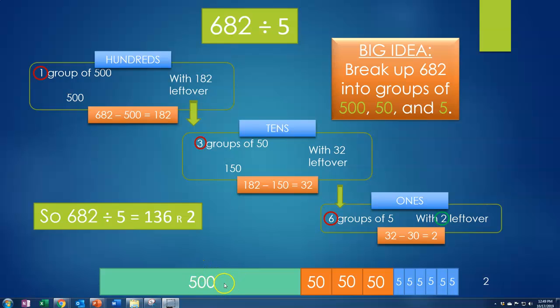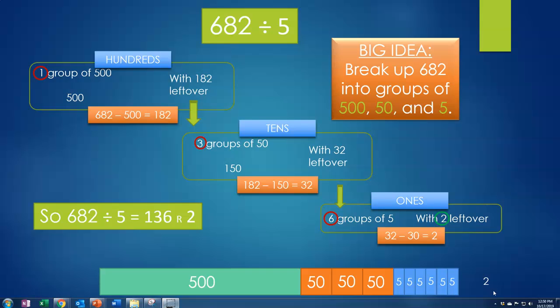In 500, how many groups of 5 do we have? We have 100 groups of 5, so that's where our 100 comes from. Here we have, in every 50, we have 10 groups of 5. So we have 10 groups of 5, 10 more, and 10 more. So we have 30 groups of 5 there. And then in every one of these 5s, we just have 1 group of 5. So there's 6 groups of 5 there. So our answer, how many groups of 5 do we have? We have 136 groups of 5, and then there are 2 left over.